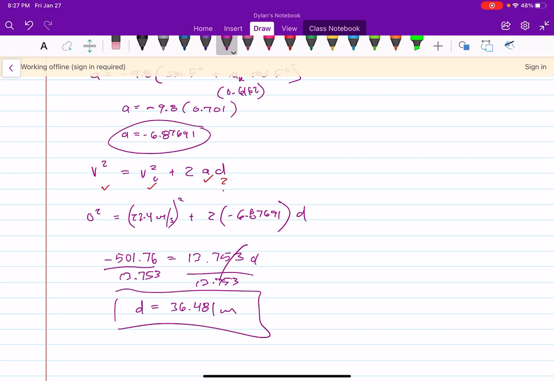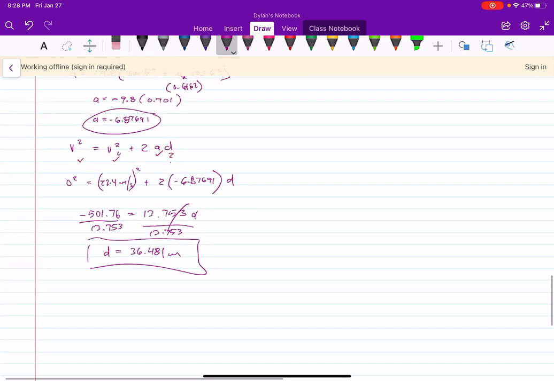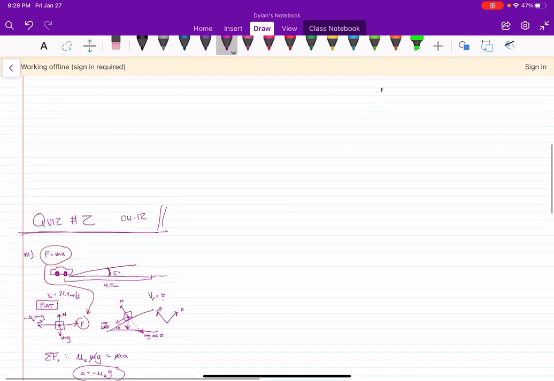I hope that I understood the problem correctly, because I don't fully understand the second sentence, how it stops over a distance of 41.5 meters. If 22.4 was supposed to be our initial velocity, or yeah, but that is it for quiz number 2.